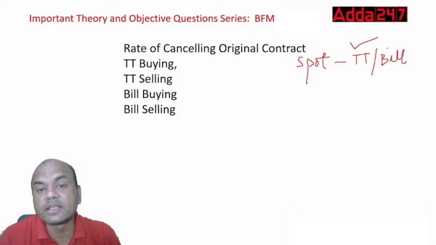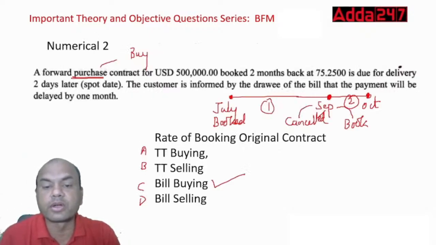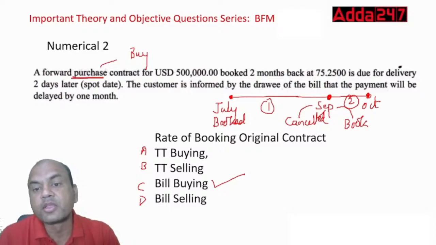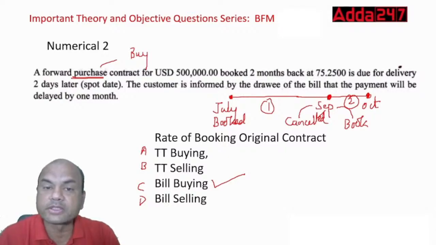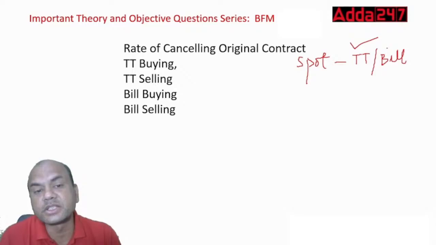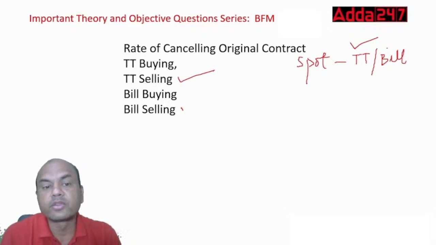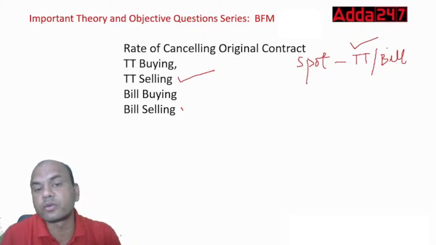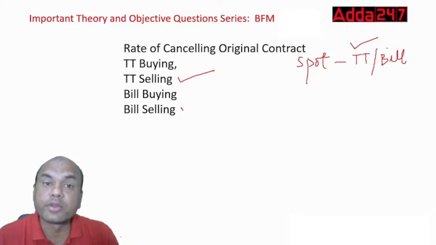Now I'm cancelling the contract. So if the contract was booked at what rate? It was booked at the buying rate, right? So originally it was booked at buying rate. So cancellation will be done at what rate then? Will it be buying or selling? If I do something at buying, I'll have to cancel that using selling, right? So the answer will be TT selling rate over here. Cancelling is always done at the reverse rate of the booking.